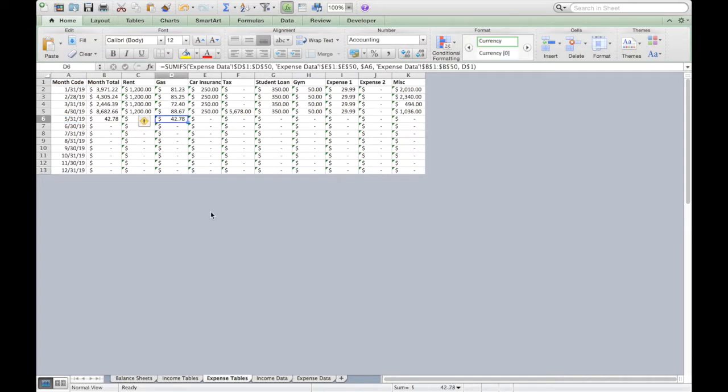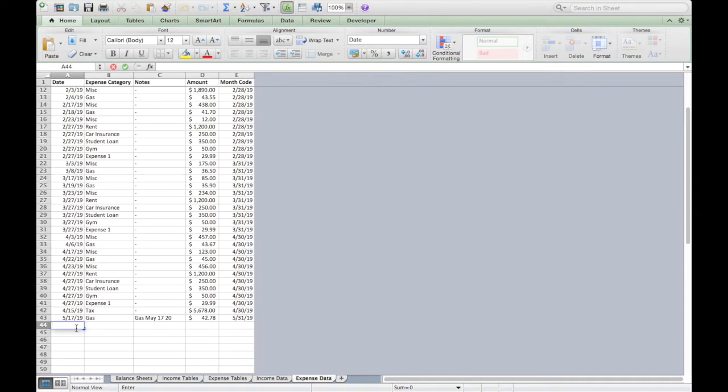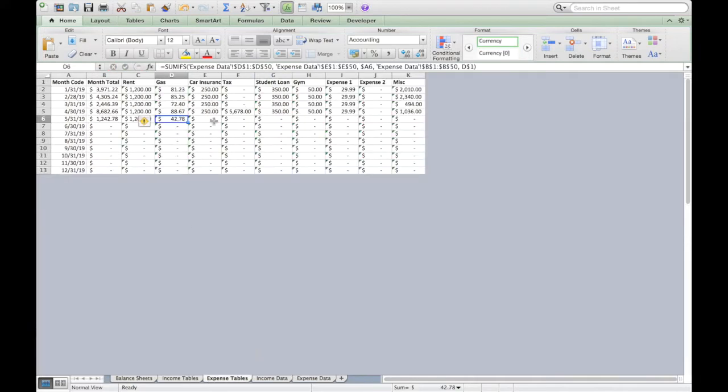There you go: May gas 42.78. Then the guy pays his rent expense. He pays his rent on 5/27/2019. May rent, and he pays $1,200. Expense tables, there's your May rent right there. It's that simple, guys. Now, here's the magic.